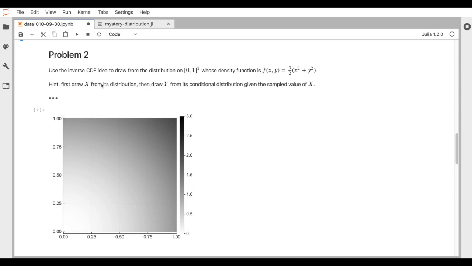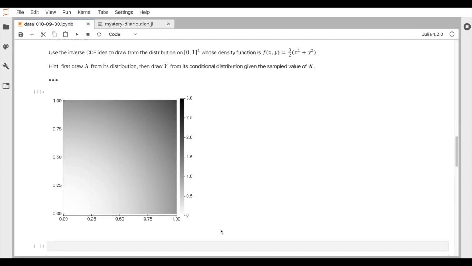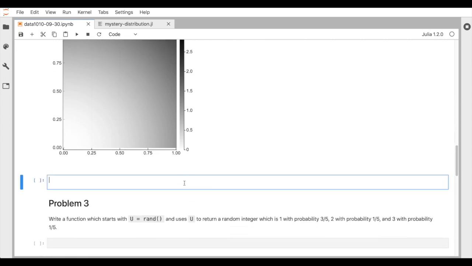And the hint suggests that we first draw x from its distribution, which we should be able to do because x is a real valued random variable, and then draw y from its conditional distribution given that value of x that we observed. So we should be able to do that as well because we can take a vertical slice through this density and get the conditional distribution of y given x, and then that will be a single variable that we have to generate, and we can again use the CDF trick. So let's carry this out.